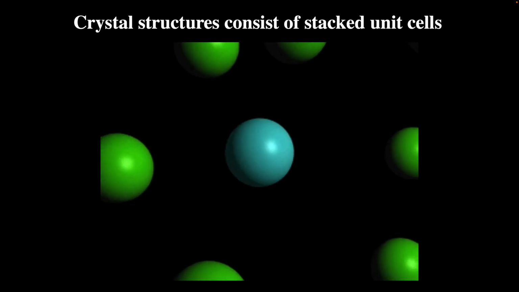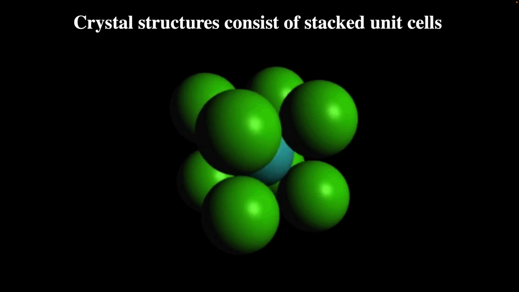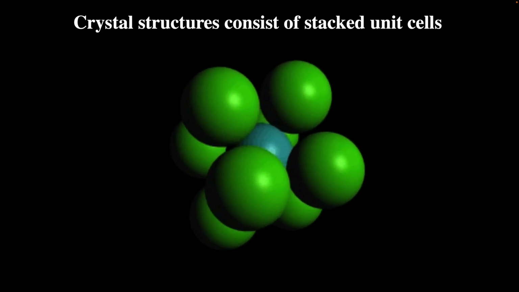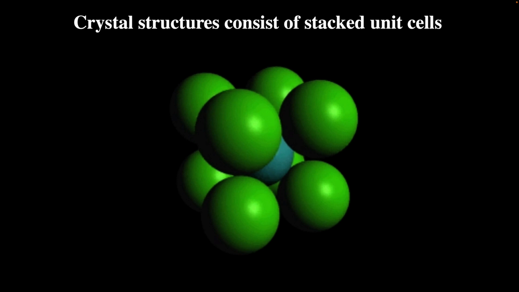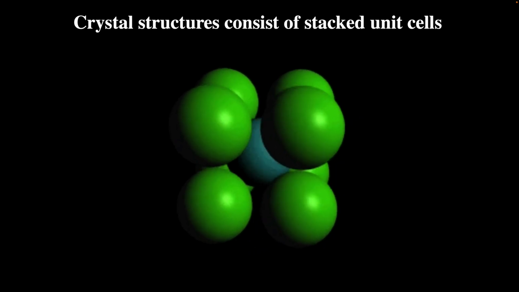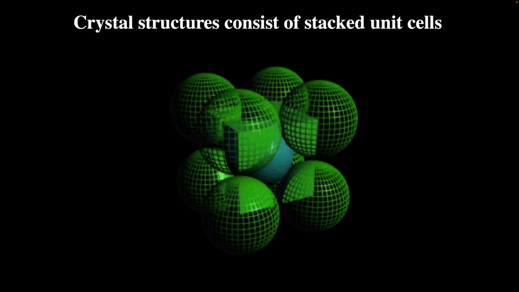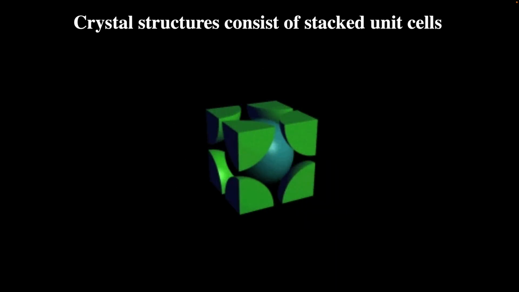In solid cesium chloride, each cesium ion, here colored blue, is surrounded by 8 chloride ions, and vice versa. The crystal structure is constructed from its unit cell by stacking the cells together without any gaps in between.